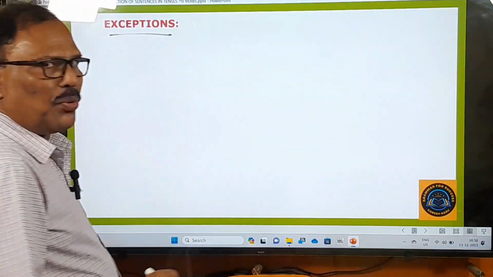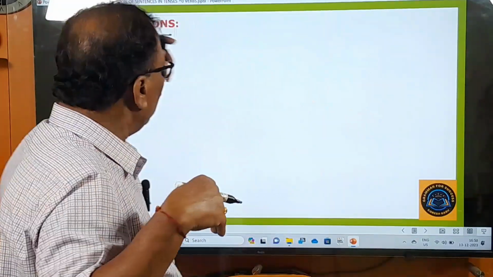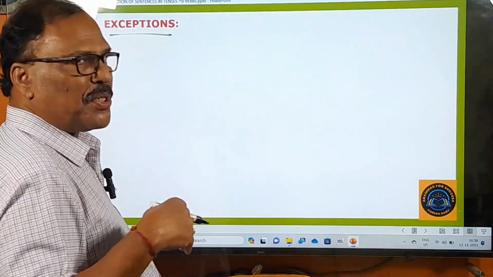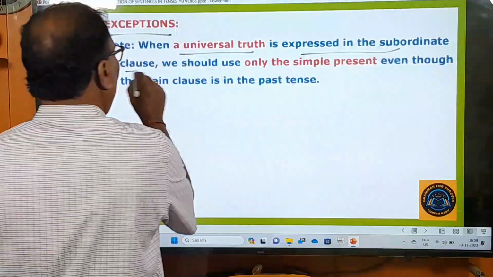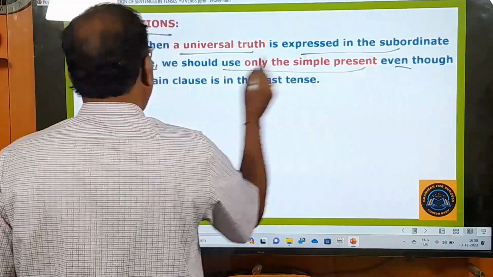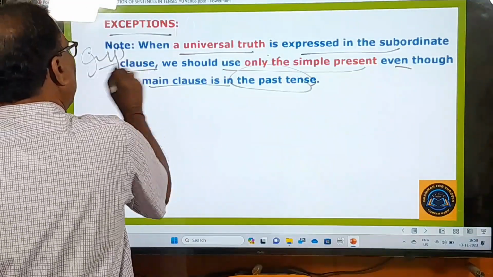Exceptions are there to this rule. I have already told you, if there is past tense in the main clause, there must also be past tense in the remaining part of the sentence. That's what I told you. Now to that rule, there is one exception. What is that exception? When a universal truth is expressed in the subordinate clause, we should use only the simple present, even though the main clause is in the past tense. This is very, very important. Please keep it in your mind.